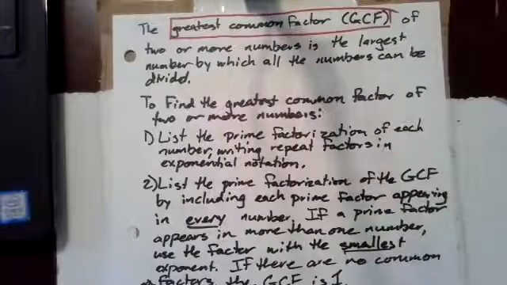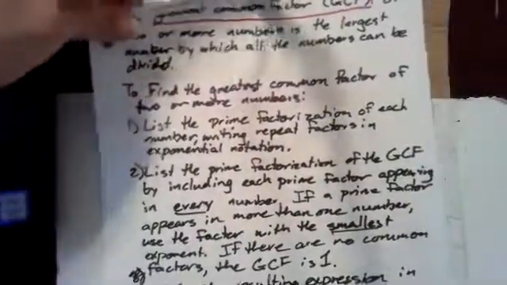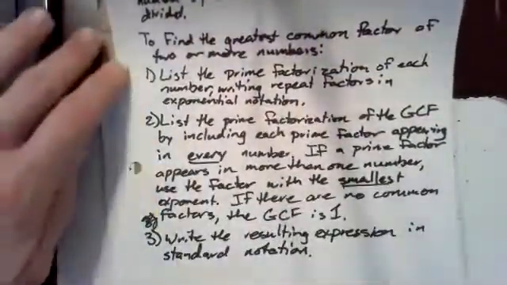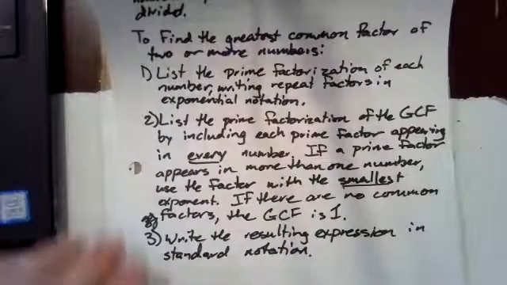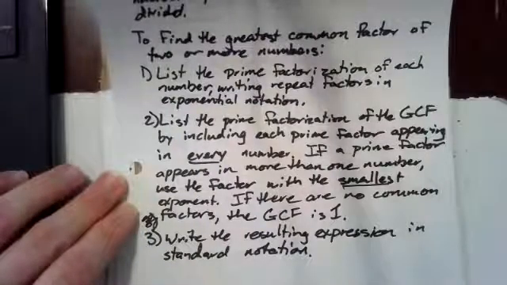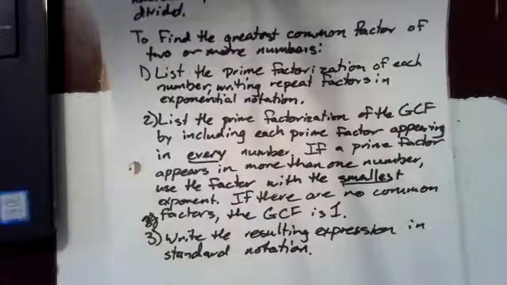The greatest common factor, or GCF, of two or more numbers is the largest number by which all the numbers can be divided. To find the greatest common factor of two or more numbers, we first list the prime factorization of each number, writing repeat factors in exponential notation, just like we did with the least common multiples. Then we list the prime factorization of the greatest common factor by including each prime factor appearing in every number, not each number. The prime factor has to appear in all of the numbers. If a prime factor appears in more than one number, use the factor with the smallest exponent.